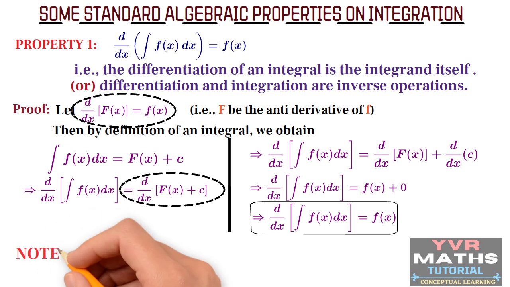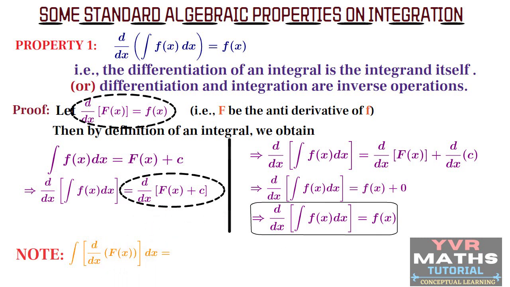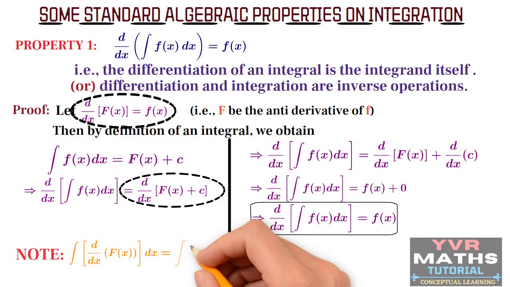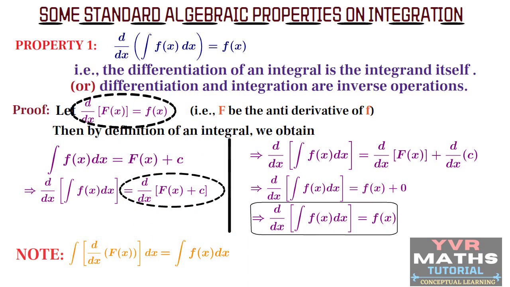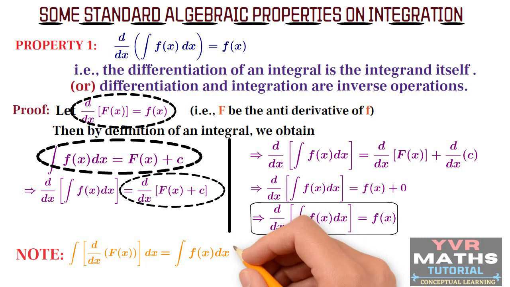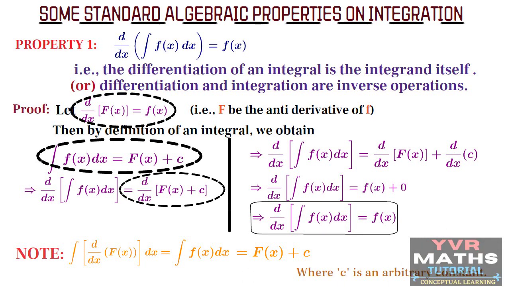Observe here one note point. Integral d by dx of capital F with respect to x is equal to, from this property, d by dx of capital F of x is small f of x, that is equal to integral f of x dx, that is equal to, from this property, capital F of x plus c, where c is an arbitrary constant. So observe carefully, students. When integral dx is followed by d by dx, they do not cancel each other.